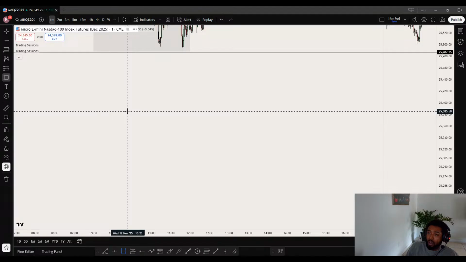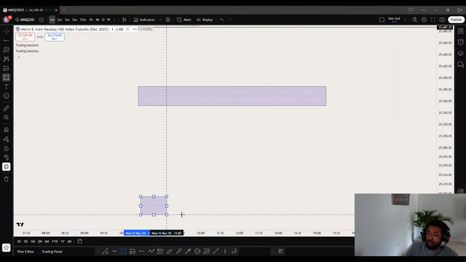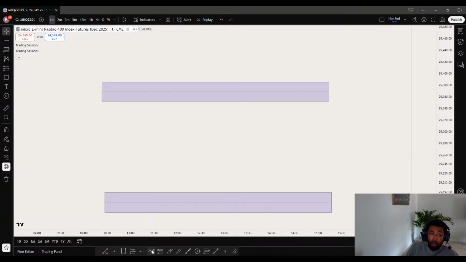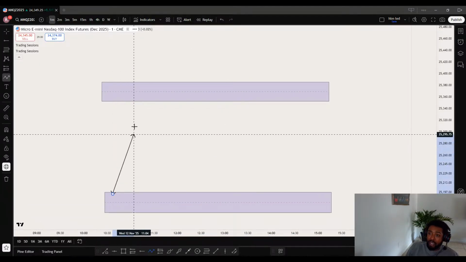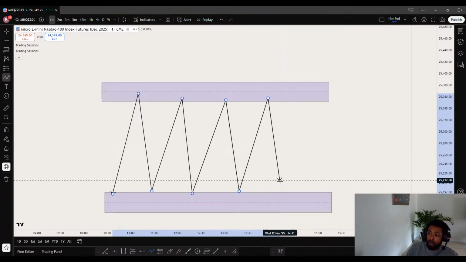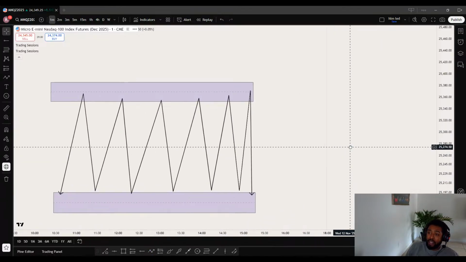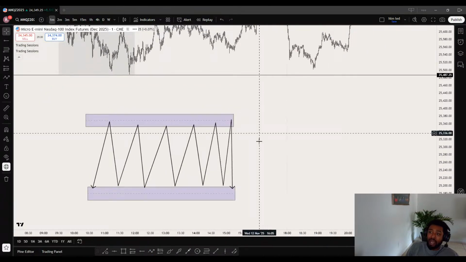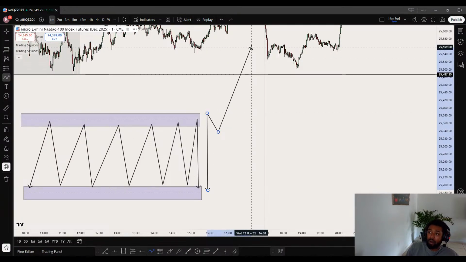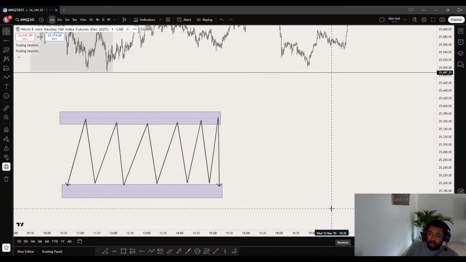So let's say we have a zone here and then we have a zone here, right? And remember, we already know about fair value gaps, right? So let's say it's in between this range, right? There's no point in taking trades outside of the range because why? You're anticipating, expecting it to break out, and it's something that's called low resistance and high resistance.